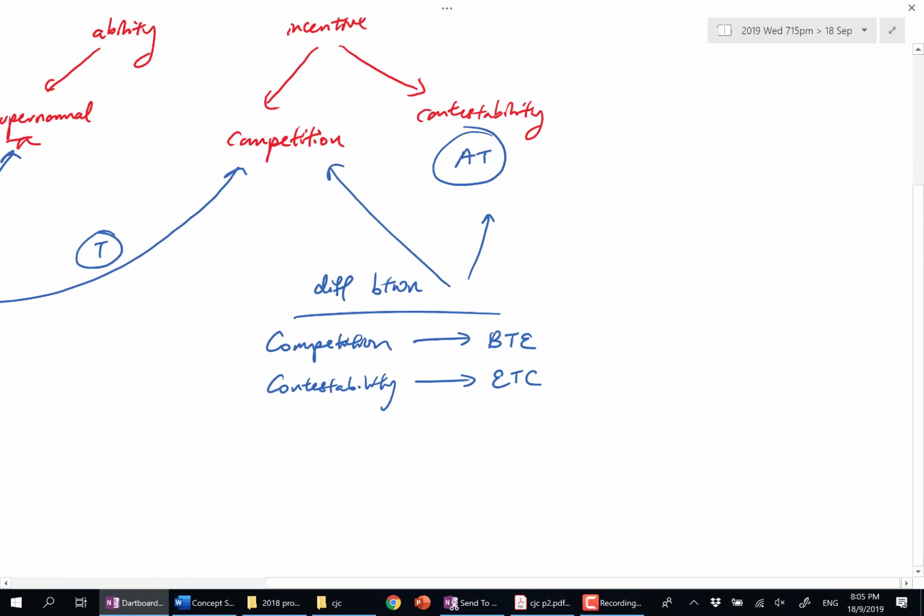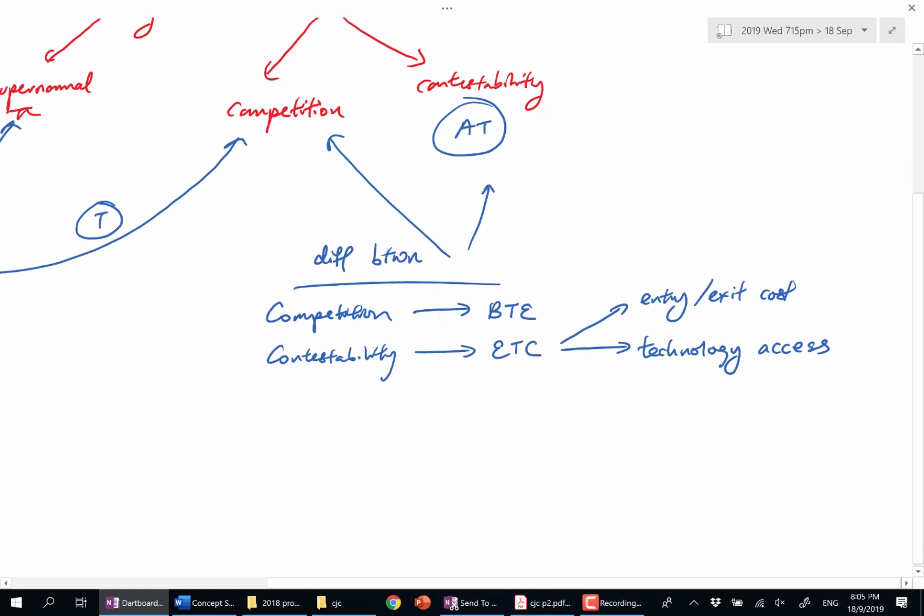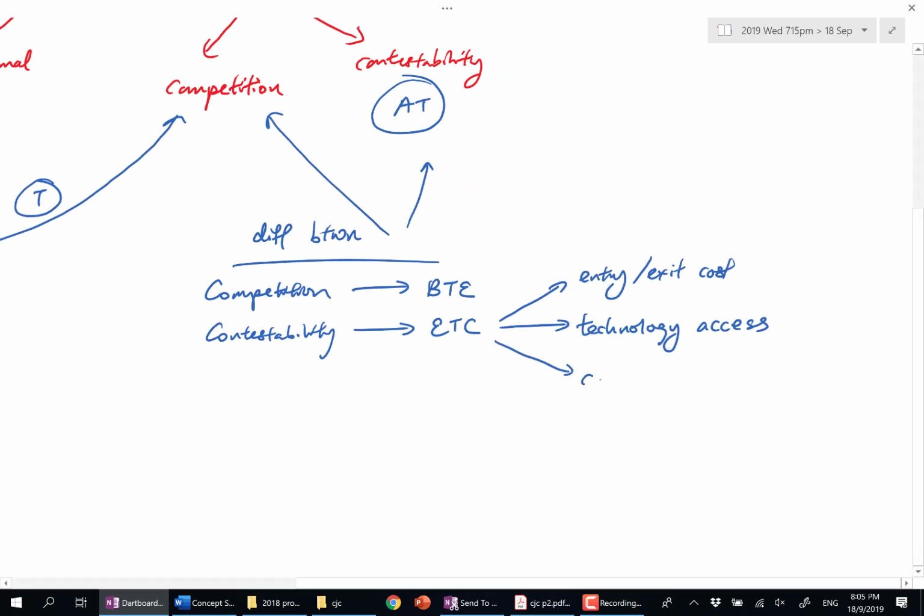So some of you might be wondering, what's ETC? Now, ETC refers to the entry exit cost. T refers to the technology, whether it's easy to access the technology to produce this good. Okay, C refers to consumer loyalty, which means the market is contestable if entry and or exit costs are low. If technology access is high, that means it's very easy to come in. Or if consumer loyalty is low. Okay, that makes your market contestable.